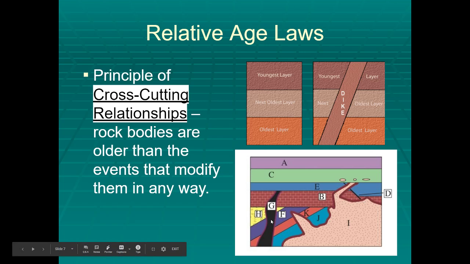Same thing with G. G has to be newer than B. Okay, so G can only come through this layer if this layer was already here. Same with all these layers down here below it. Okay, so cross-cutting is when a layer or something disturbs a layer that's already there. When that happens, the disturbance, like G or D, is going to be younger than whatever it's cutting through.